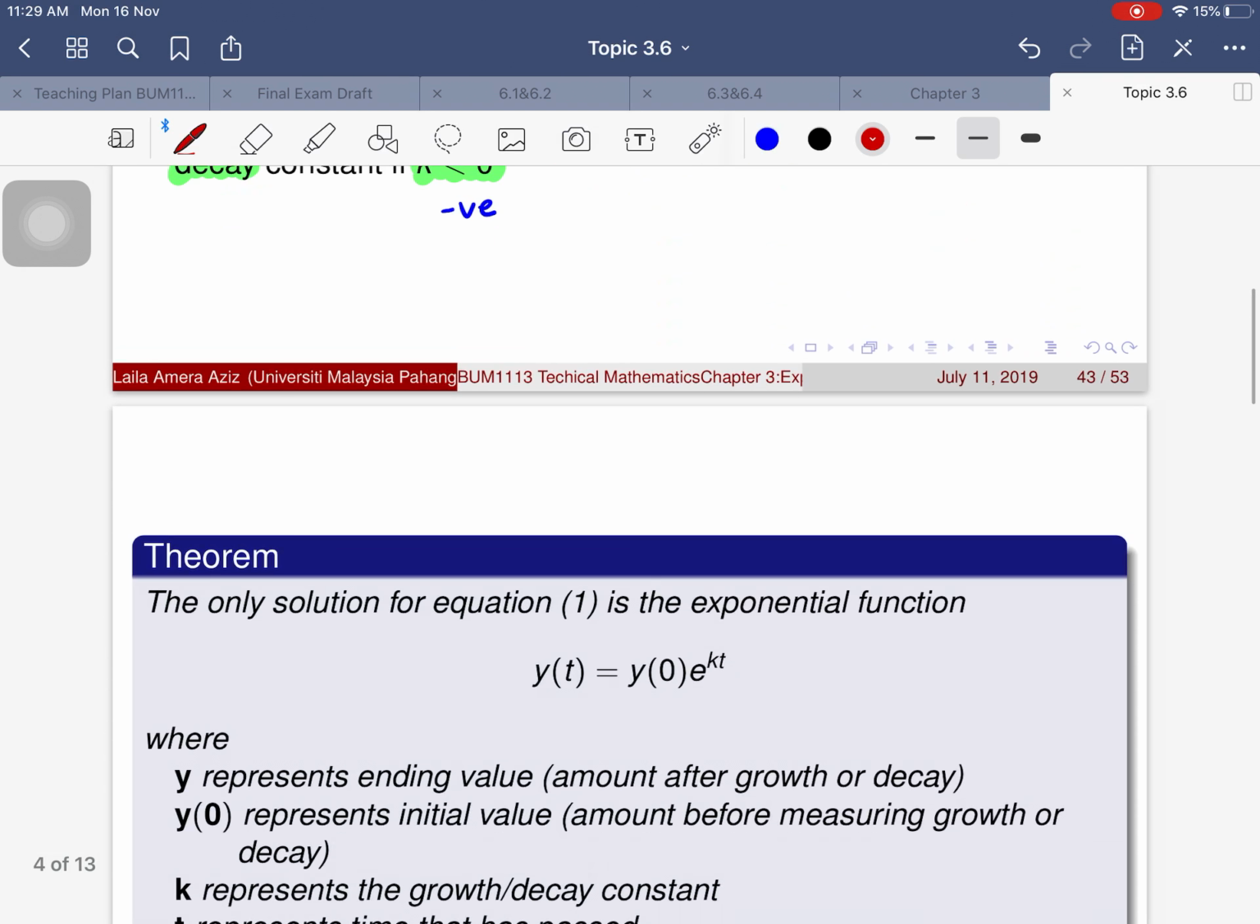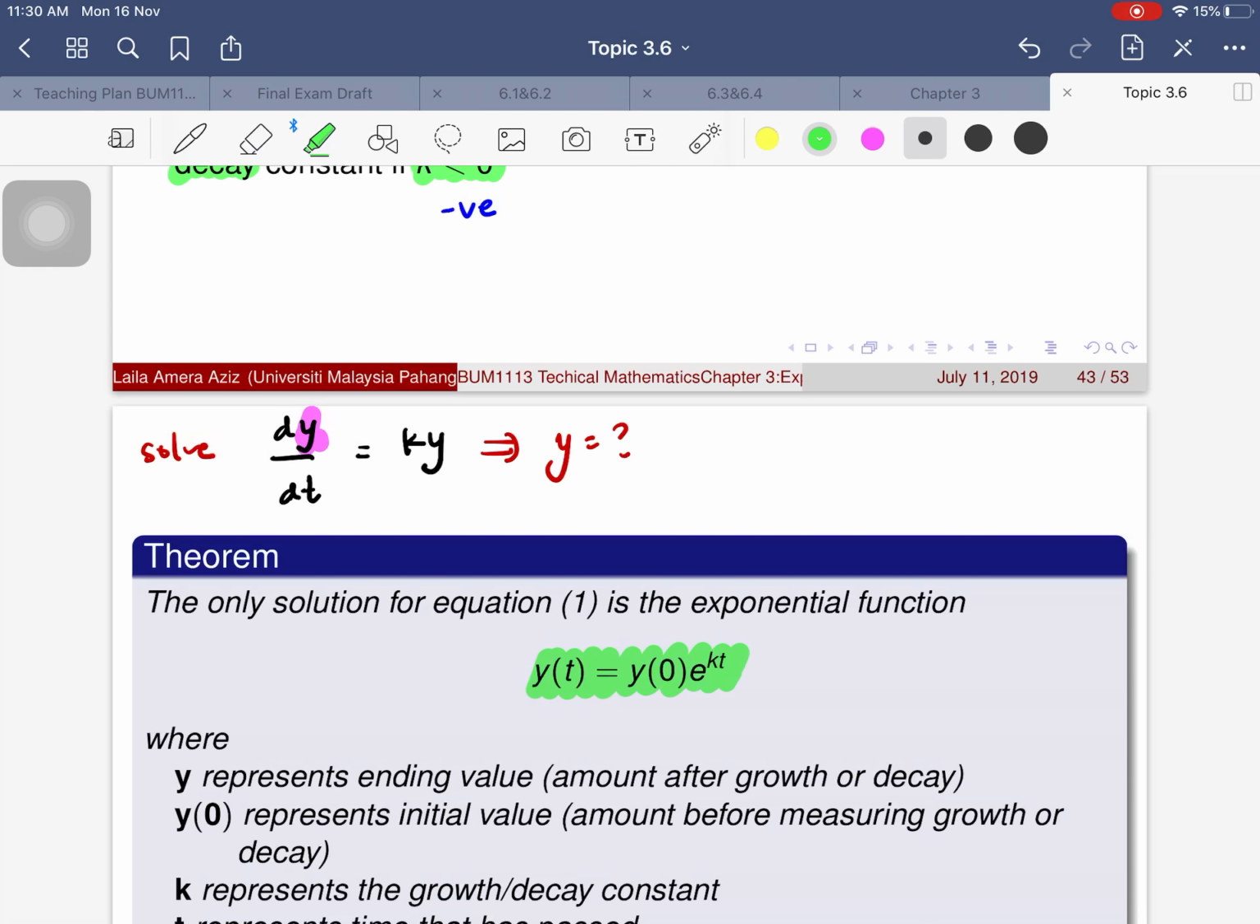Okay, so let's have a look at the solution. I have dy over dt equals ky, and when we solve this equation, we will get an equation in terms of y. How do we get this equation from the equation that we have seen before? How does dy over dt equals ky become y of t equals y naught exponential of kt? You will learn this later in your third mathematics course, which is applied mathematics.